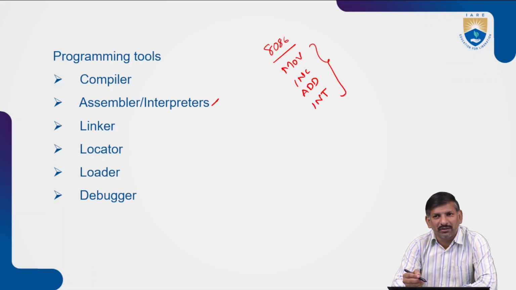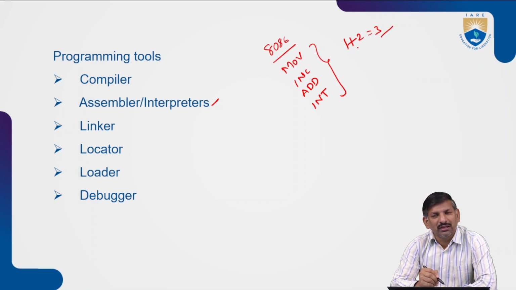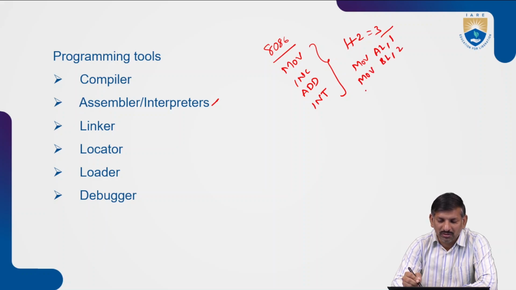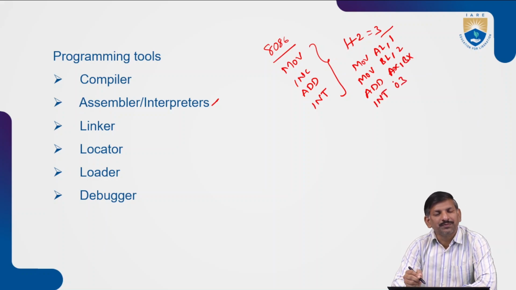Suppose I want to add two numbers, 1 plus 2 equal to 3. If you want to design this adder circuit or calculator in the assembler, I need to know the instruction set, addressing modes, architecture, register organization, all these things. The program is: MOV AL, 1; MOV BL, 2; ADD AX, BX; INT 03.